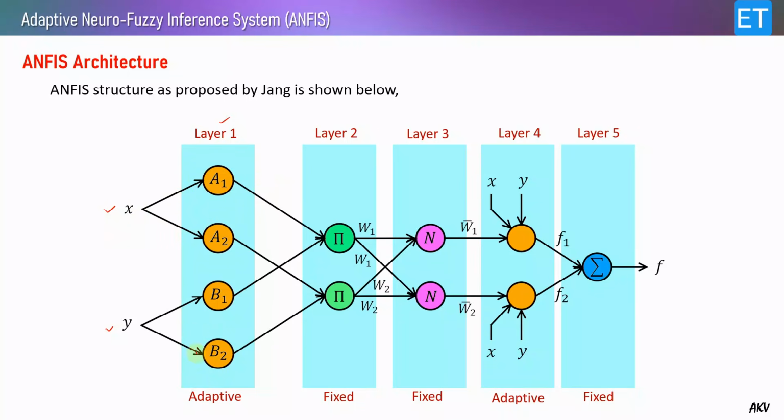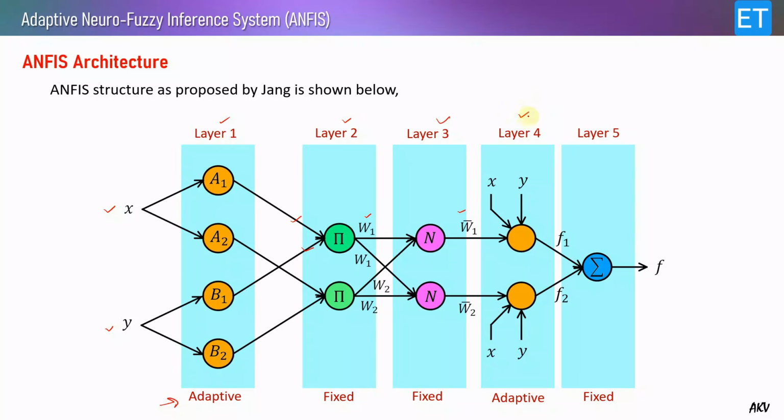So layer 1 is the adaptive layer. That means the values of A1, A2, B1, B2 will change during the training. Layer 2 is a fixed layer. The nodes are fixed, and they perform the multiplication operation. The output W1 of this node is obtained by multiplying these 2 incoming signals. And layer 3 is the normalization layer, that's why it is represented by N. Here the weights are normalized.